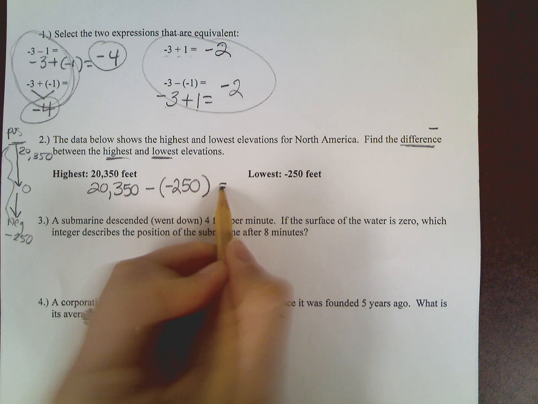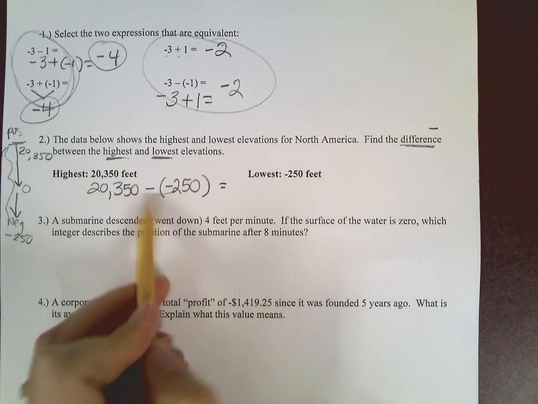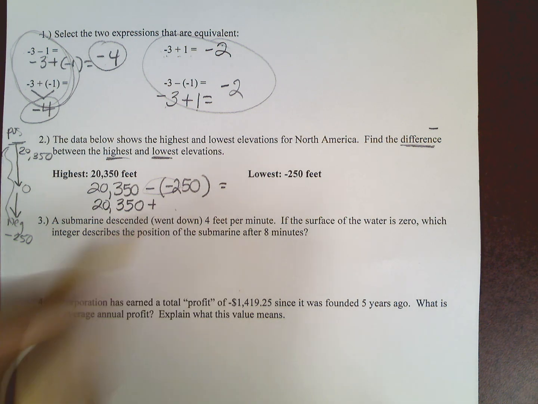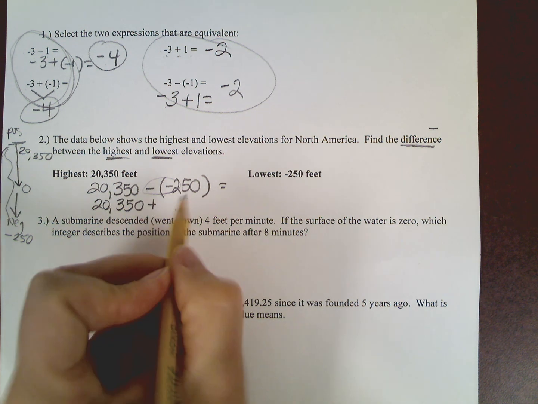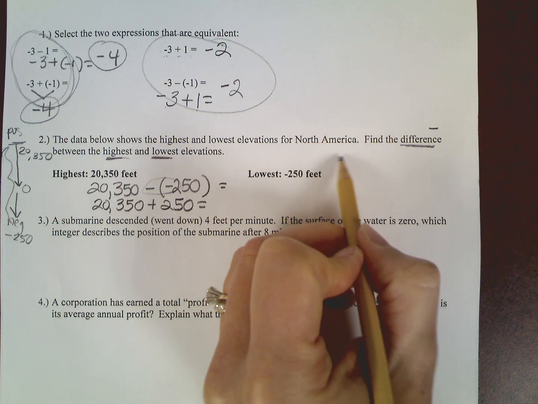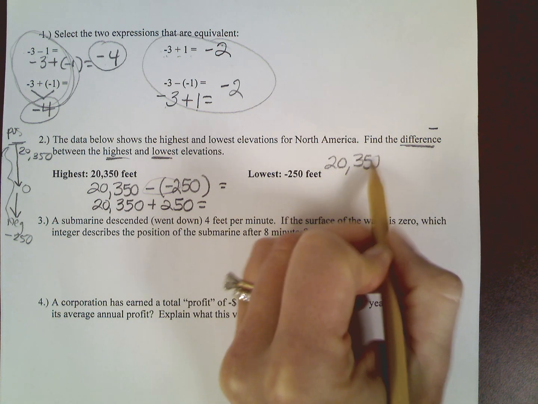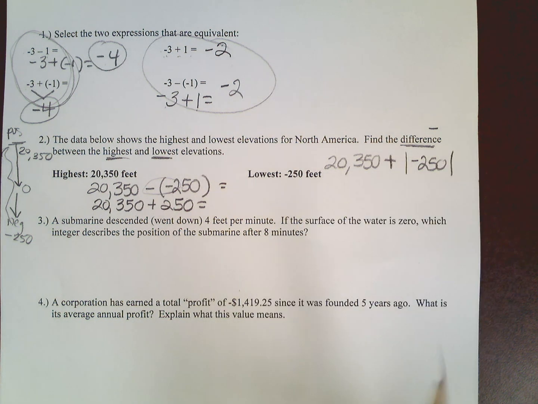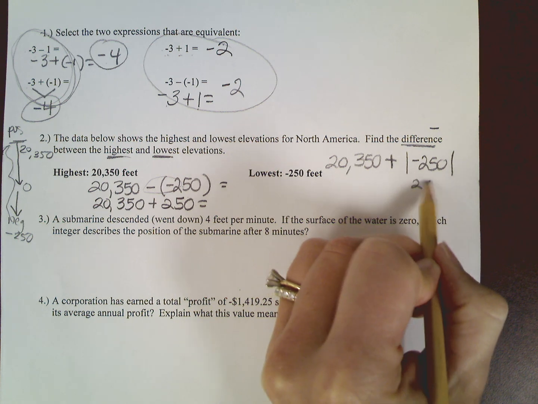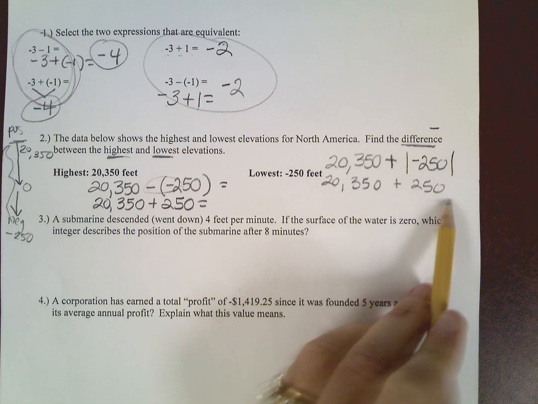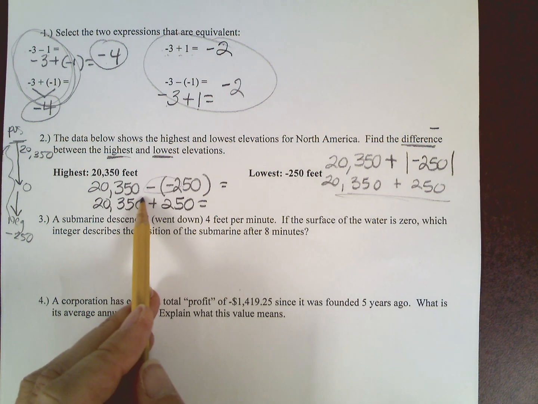That's one way to do it. Now, you know something about these double negatives now, or as we like to call it, adding the opposite. So what's the opposite of a negative 250? Positive 250. So you might have heard me say find the total distance here. Another way to do this would have been to take the 20,350 and add it to the absolute value of negative 250, which if you know absolute value really well, you know that this number is a positive 250. So see how I've written an equivalent expression using absolute value and also using subtraction.